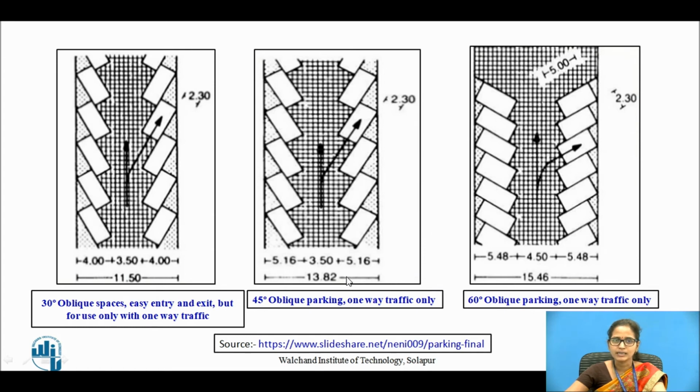Now let's see what happens when the angle is increased from 45 degrees to 60 degrees. As the angle is increased, more vehicles can be parked as there is an increase in the angle between the cars. Here you can see that the width of the road has been increased from 13.82 to 15.46, whereas the width of the road is 4.5 meters, and the space left for the parking is around 5.48 meters on both the sides. So likewise more vehicles can be parked in 60 degrees angle as compared to the 45 degrees and 30 degrees angle. So let's see the next one.